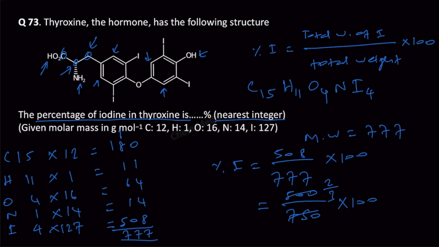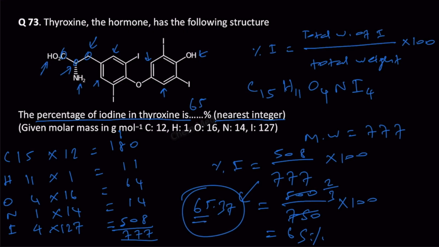So 2 by 3 is 66.66. Since I have reduced the denominator more, I am taking it as 65. So 65% is the correct answer. If you calculate the exact value for this, you will get somewhere around 65.37. So 65 is the nearest integer. Therefore 65% is the correct answer for this.